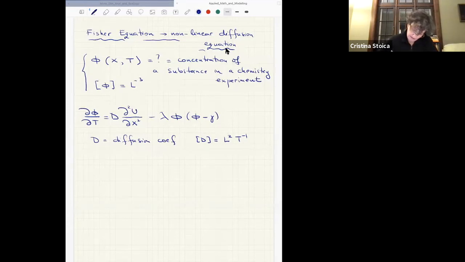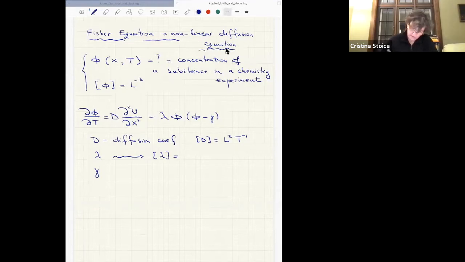so it's area per time. And then we have lambda and gamma. There are some parameters in the problem, and their units, so lambda units, actually we could deduce it, isn't it?